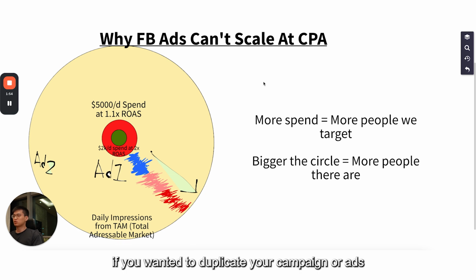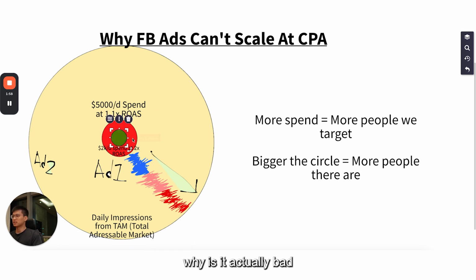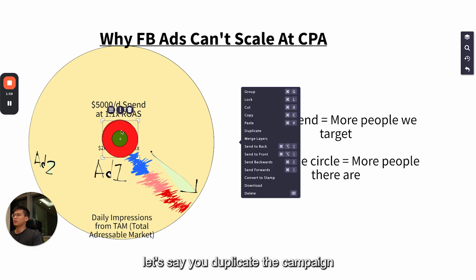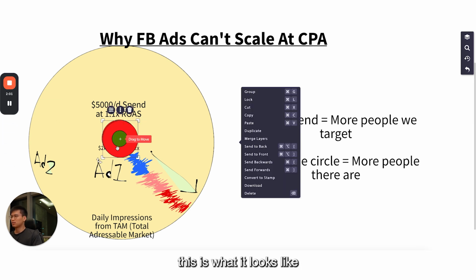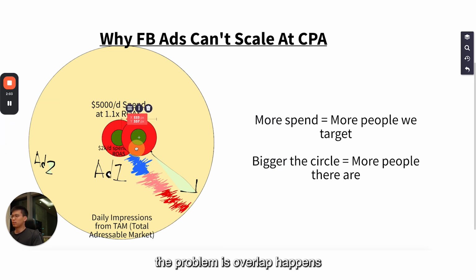Okay, let's say if you wanted to duplicate your campaign or ads, so what does that look like? Why is it actually bad? Let's say you duplicate the campaign. This is what it looks like. It's a similar ad, right? The problem is overlap happens.